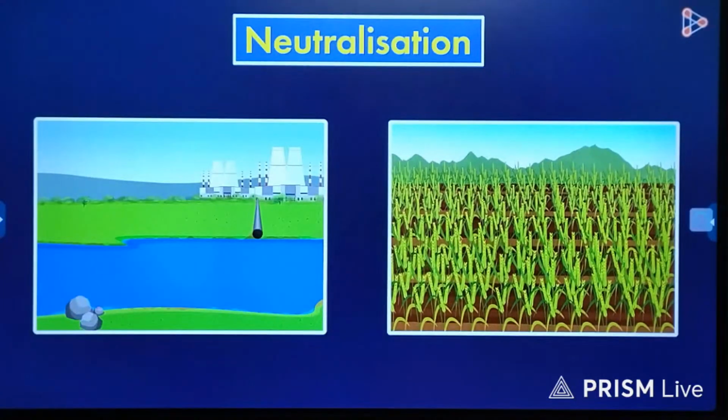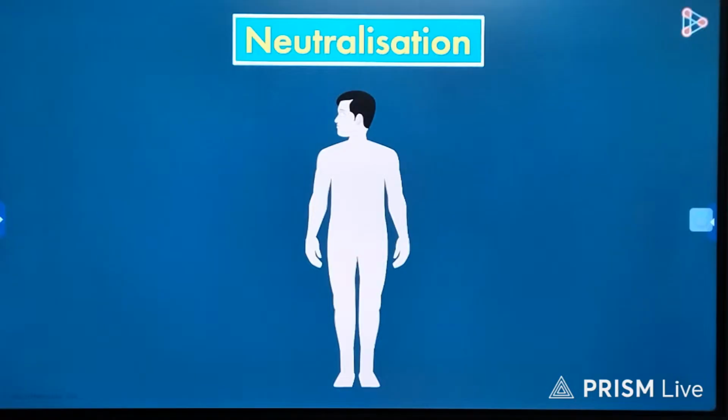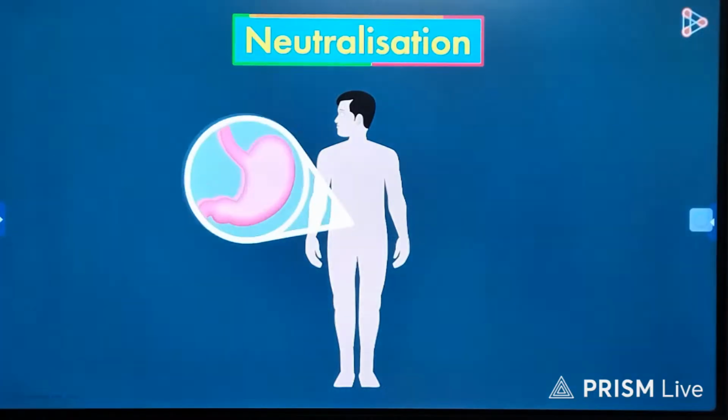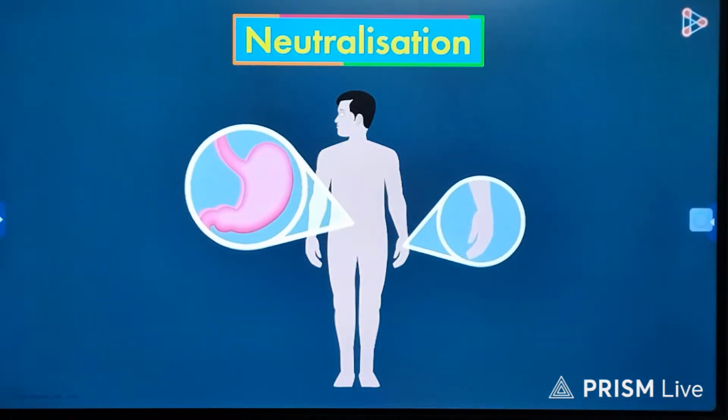Now, these were the examples used in industries and agriculture. What about the human body? Do we deal with neutralization reactions? Of course we do. Next, let us have a look at the neutralization reactions that we find inside or on the human body.